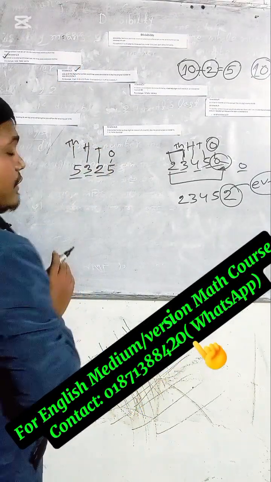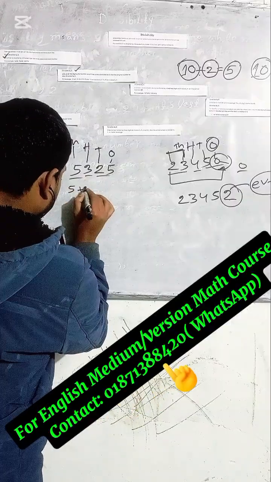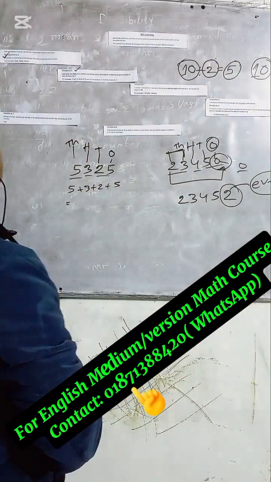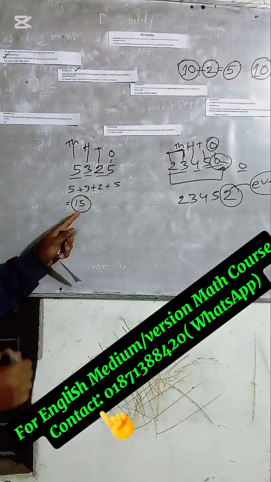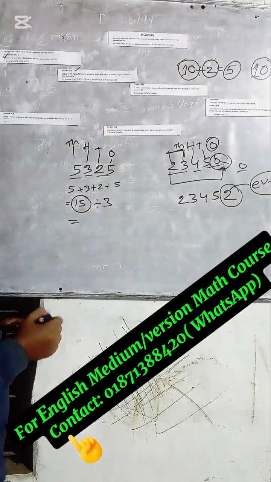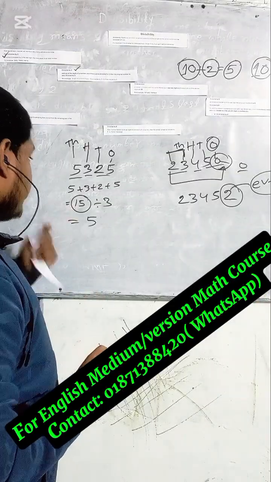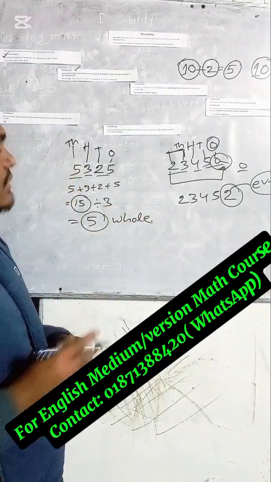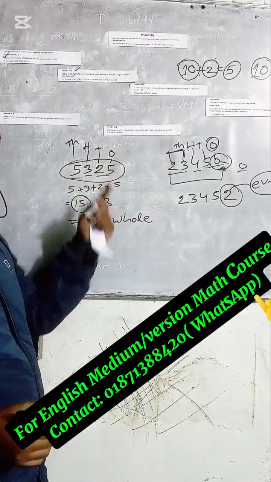So divisible by 3. First of all, we have to add all these digits. So 5 plus 3 plus 2 plus 5. How much? It's 15. And we know 15 is divisible by 3. If we divide by 3, we get 5, since 3 fives are 15. And 5 is a whole number. That means this number is divisible by 3.